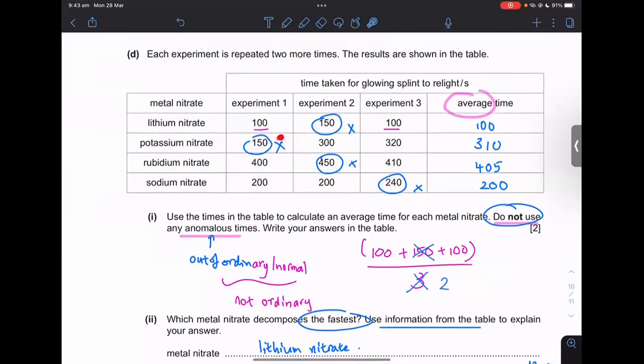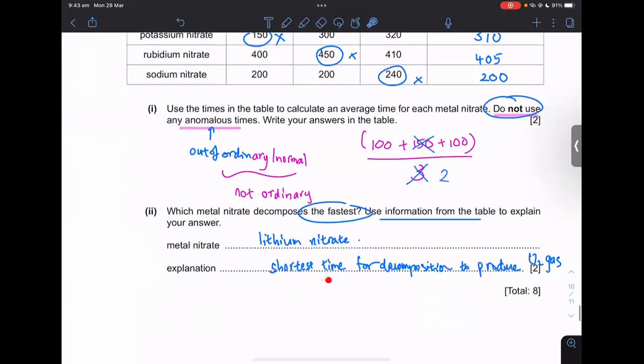From this time alone, you can see that the time taken will be the shortest. Time is not fast. Rate is fast or slow. Time is short or long. This is the shortest time. So you can see lithium nitrate takes the shortest time for the decomposition.